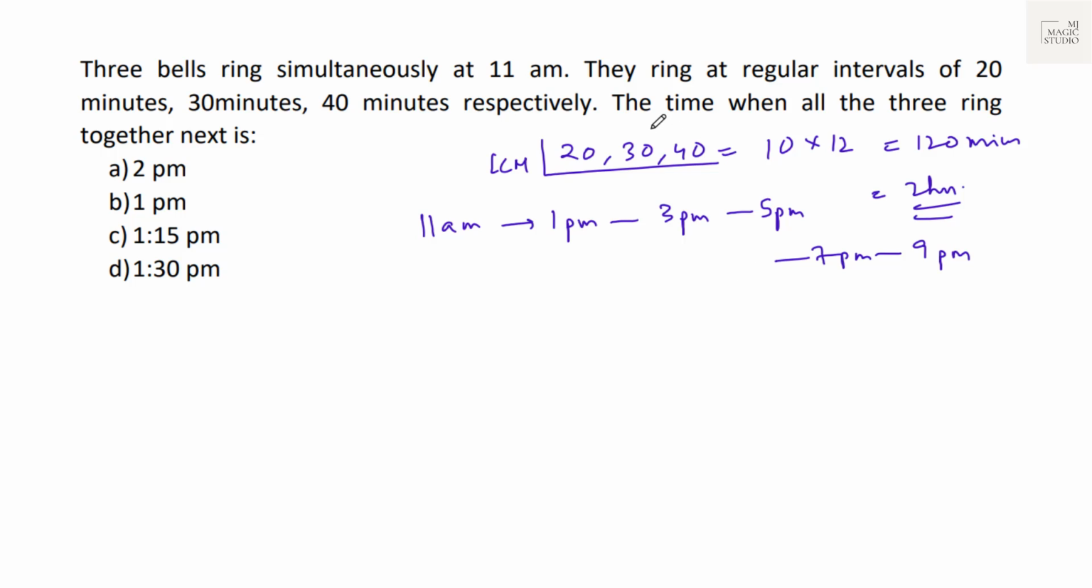Okay. Now the question here is the time when all the 3 ring together next. In this case it would be 1 p.m. If they had asked the time when all the 3 ring together for the 4th time starting from 11 a.m., then if 11 a.m. is the first time, then 2, 3, 4, it would be 5 p.m. So similar kinds of questions are all based on LCM. Do it.